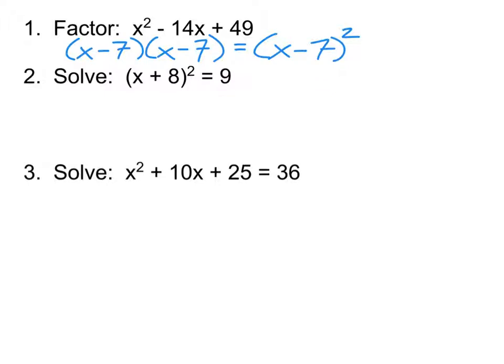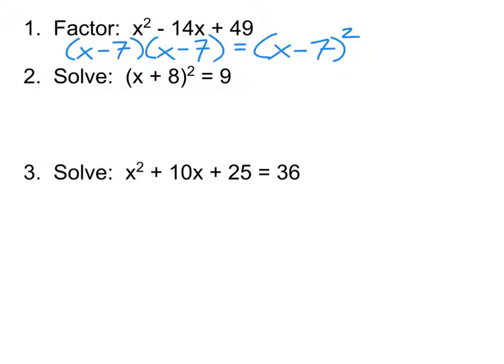So for number 2, I have the quantity x plus 8 squared equals 9. The first thing I need to remind you of is that we do not want to square it out. We do not want to turn this into x squared plus 16x plus 64. That's not what we want to do here, because what we want is an equation that has the x appearing just once. If I write it like this, the x is appearing twice, and that's going to mess us up.